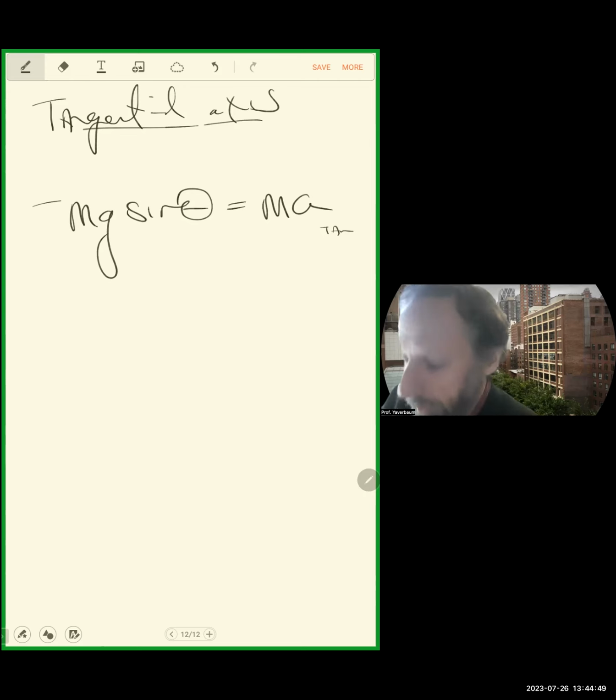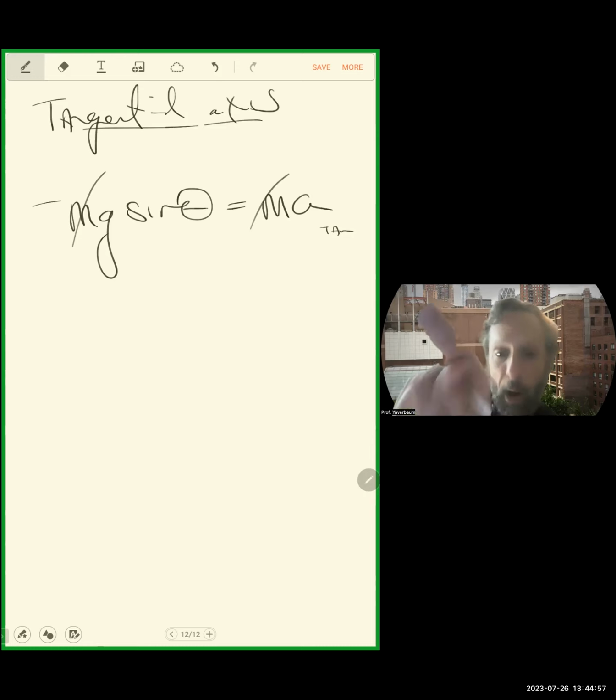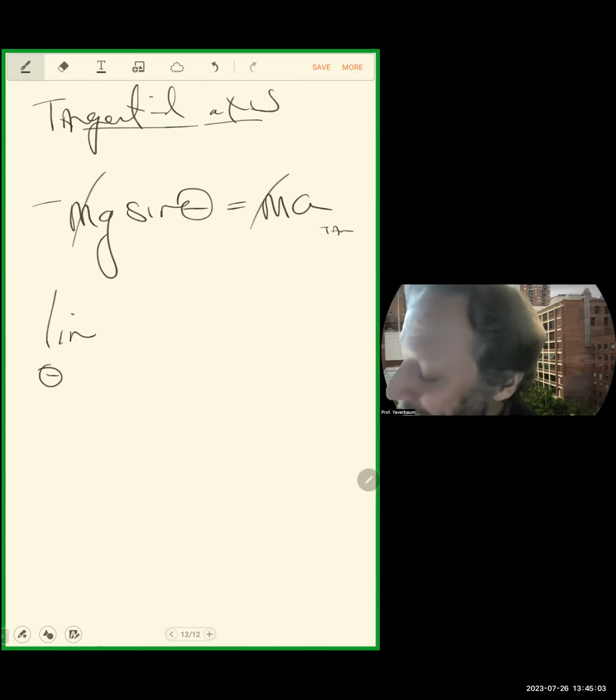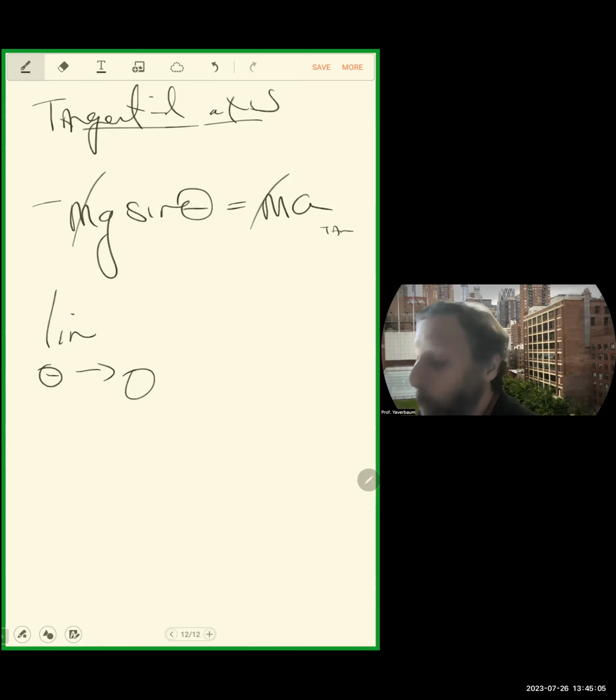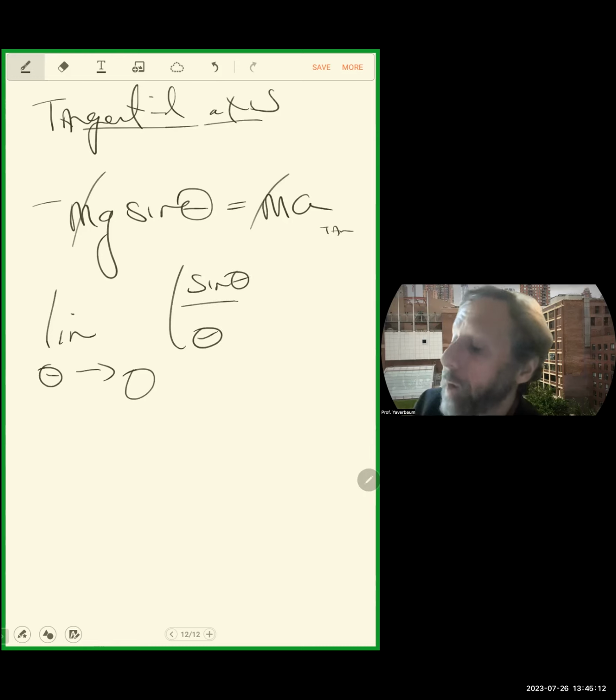And the m's cancel. Then what you do, I'm going to say this very quickly, is you say in the small angle limit, when theta is really small, as is being assumed all through here, when theta approaches zero, the sine of theta approaches theta itself.